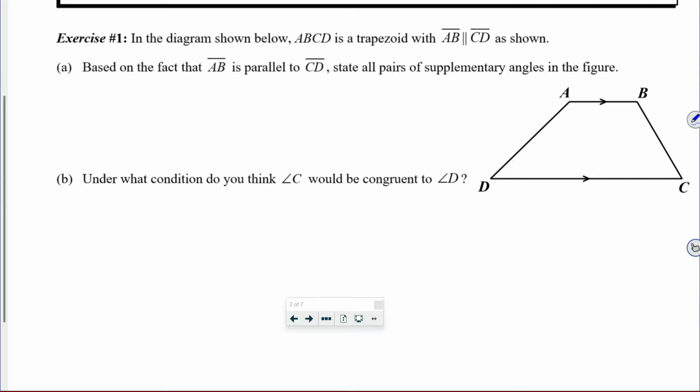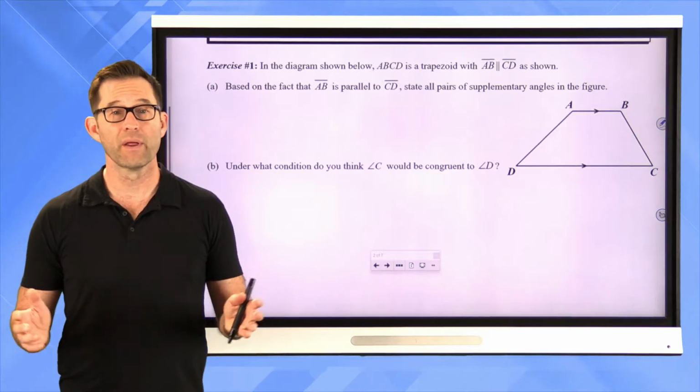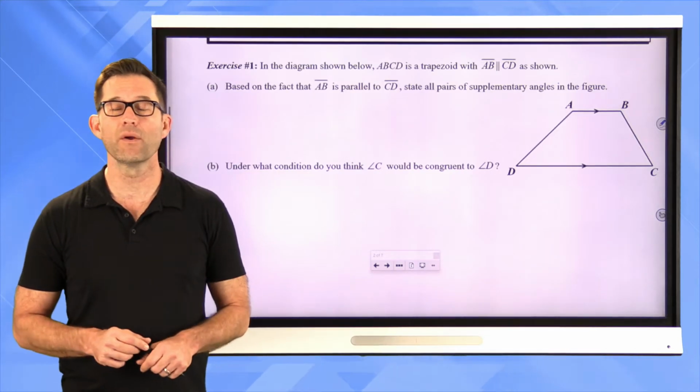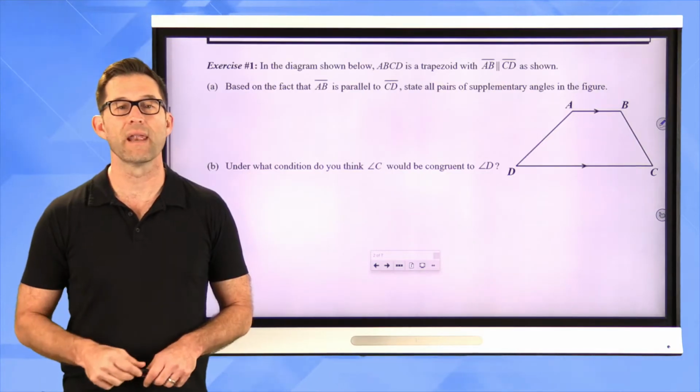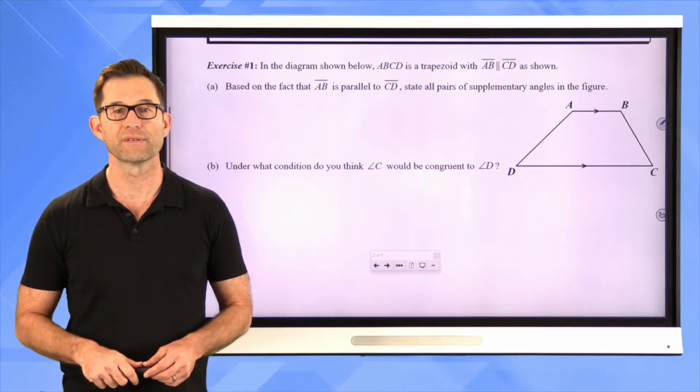Exercise 1. In the diagram shown below, ABCD is a trapezoid with segment AB parallel to segment CD as shown. Letter A. Based on the fact that segment AB is parallel to segment CD, state all pairs of supplementary angles in the figure. All right, well, we've kind of played this game before, so I'd like you to pause the video now and state all pairs of supplementary angles, angles that add up to 180 degrees.